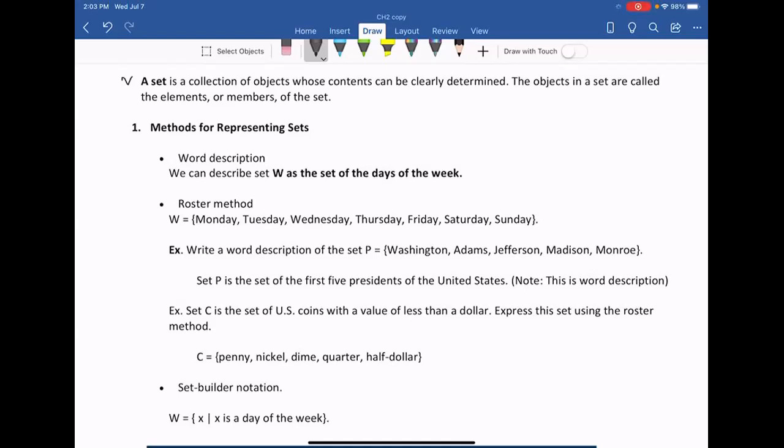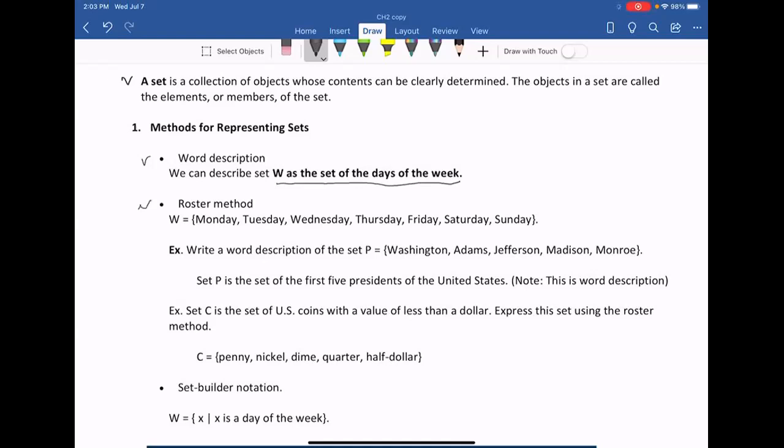There are three ways to represent sets. The first way is word description. We can describe set W as the set of the days of the week. This is the description method to describe a set.